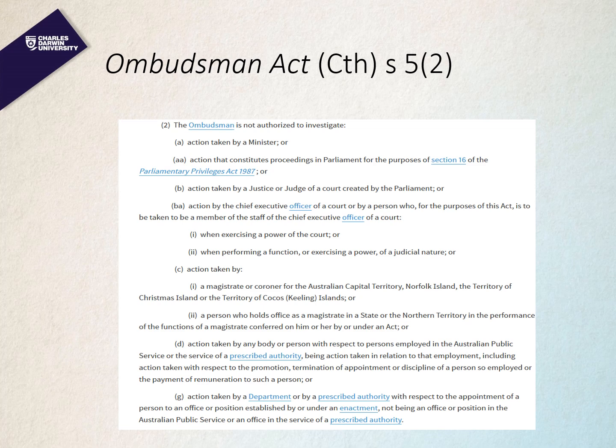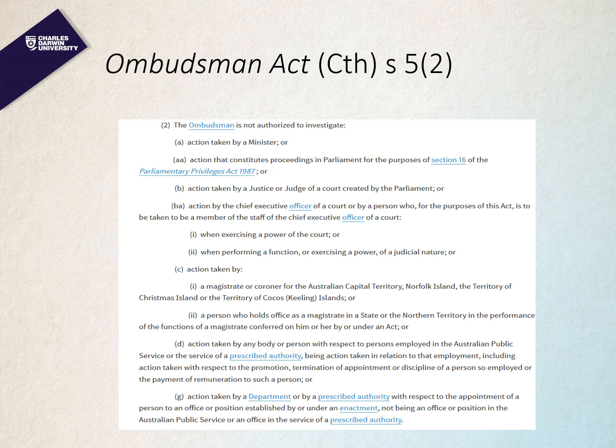CEO or other officer of a court when exercising a power of the court, or performing a function or exercising a power of a judicial nature, and that's officers like the master or the registrar or judicial registrar of a court. Usually those sorts of officers have substantial delegated judicial powers under the supervision of judges. And so it's inappropriate that they also be reviewable by the Ombudsman, because they're supervised by the judge and therefore part of the appellate structure of the court in many ways.